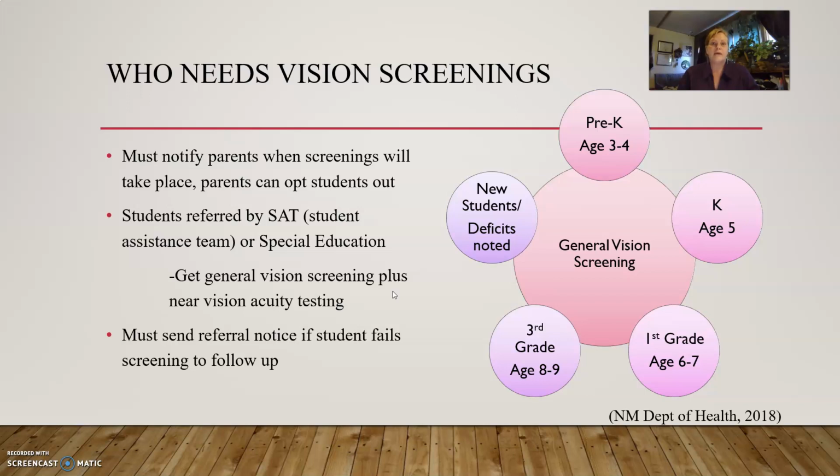Students that are referred by the SAT teams, or student assistance team, or special education teachers, get the general vision screening plus a near vision screening. If a student fails any of the screenings, then we will retest in 2 weeks. If they fail that test, then we need to send a notice home that they should see a specialist or their primary care physician.